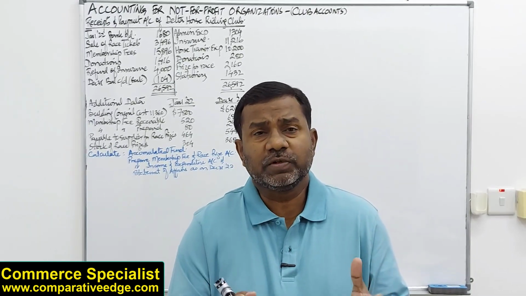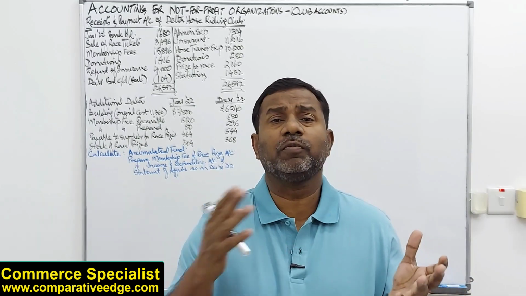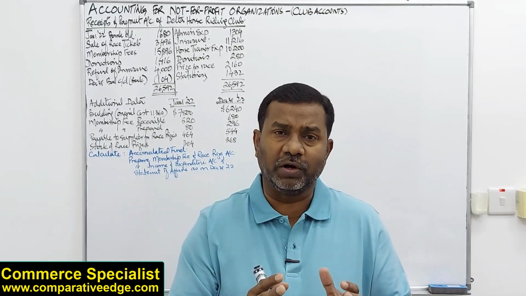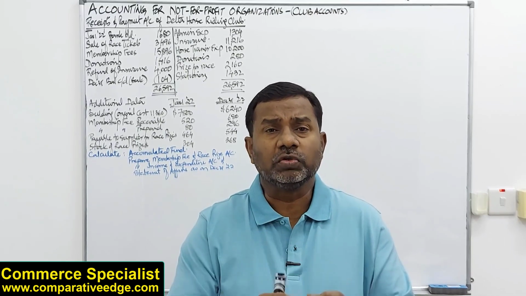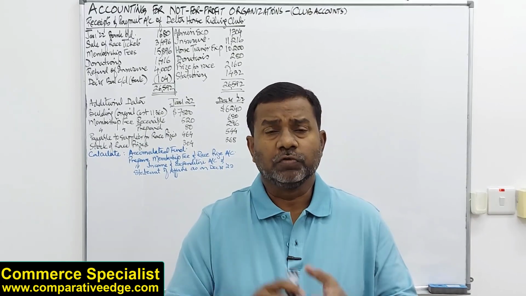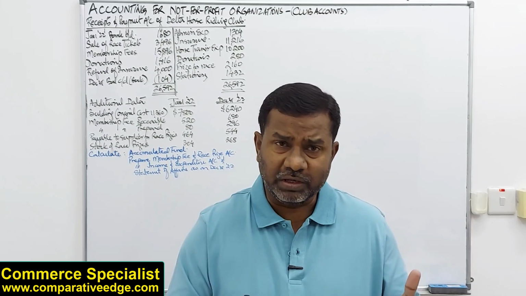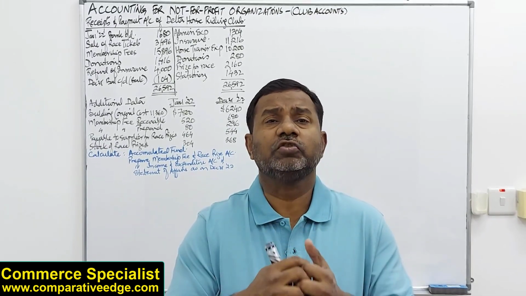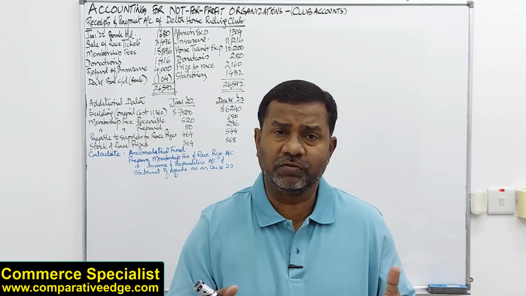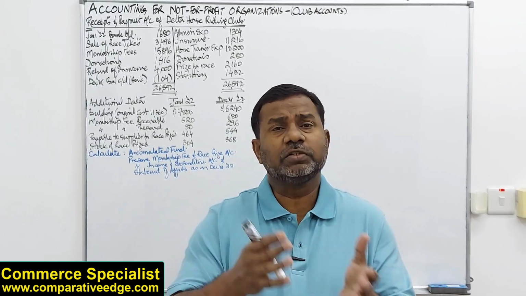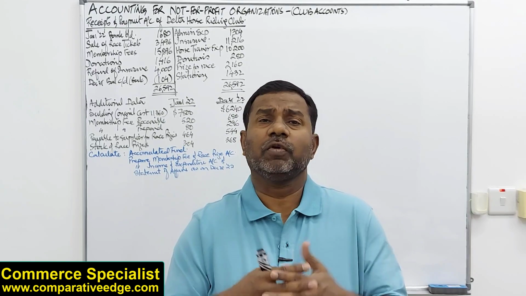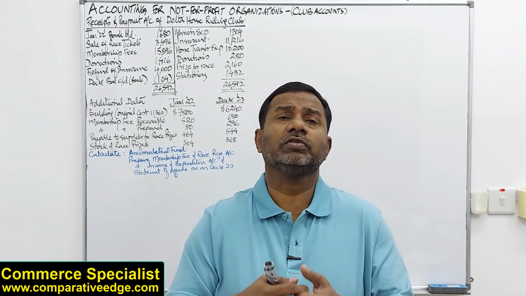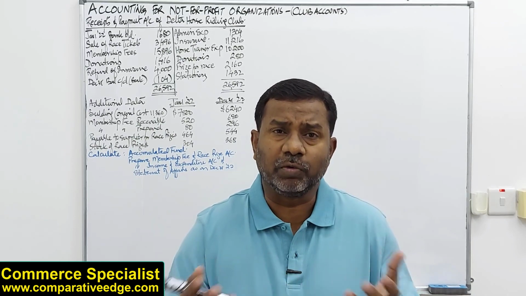So what's the basic difference between a not-for-profit organization and a for-profit organization? For-profit organizations, when they make profit, the profit goes to the owners of the business. If a business is a public limited company and it is for profit, once profits are made, they are distributed among the shareholders in the form of dividends. If it's a sole trading business, then the profit belongs to the owner. If it's a partnership, profit belongs to the partners in the agreed upon ratios.